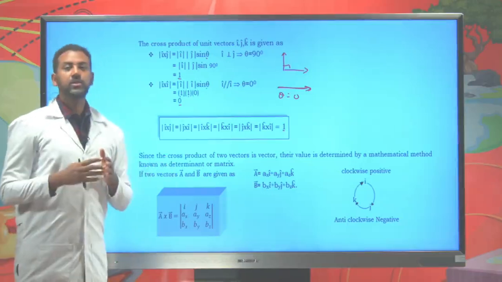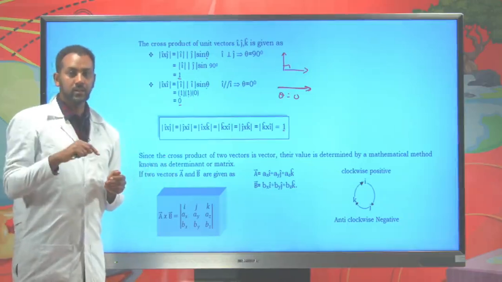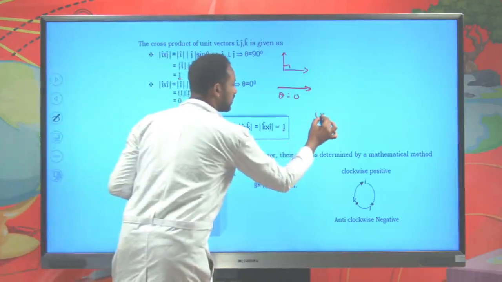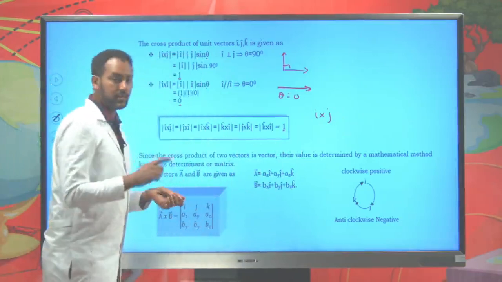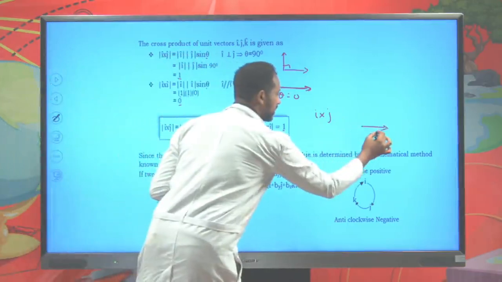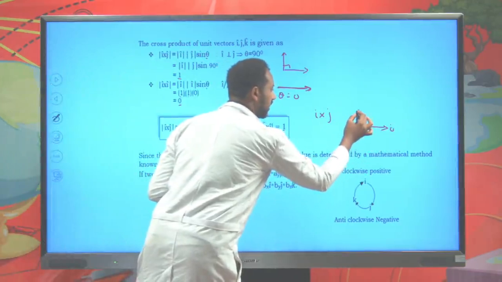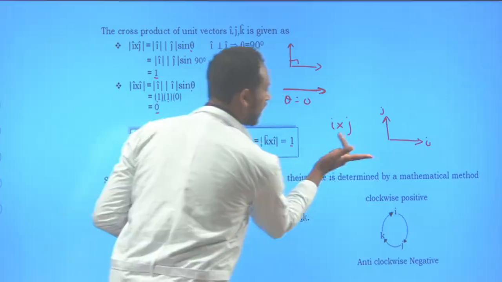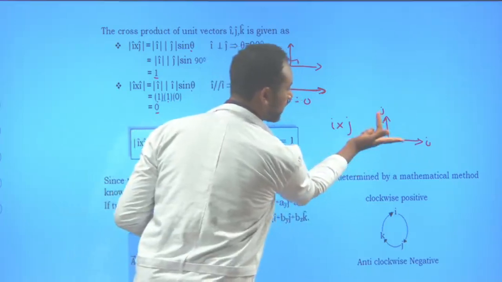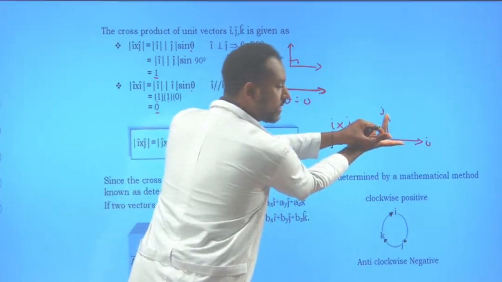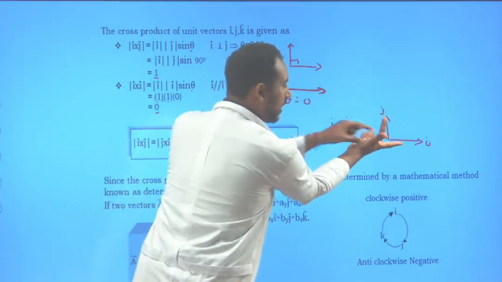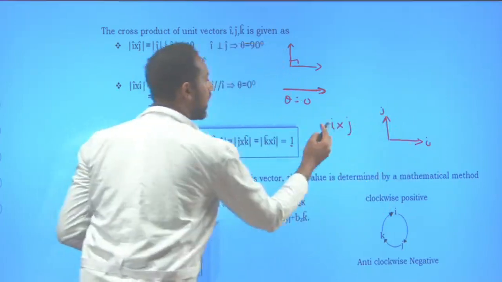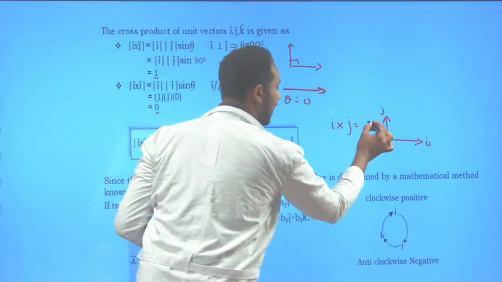But if you are trying to determine the direction of the resultant vector i cross j, i is acting in what direction? In the x direction. This is i. j is acting in the y direction. i is acting in this direction, j is acting vertically upward. The resultant using the right hand rule: you point your thumb, and your thumb points in the direction of the z axis. Therefore, the resultant of i cross j is k.